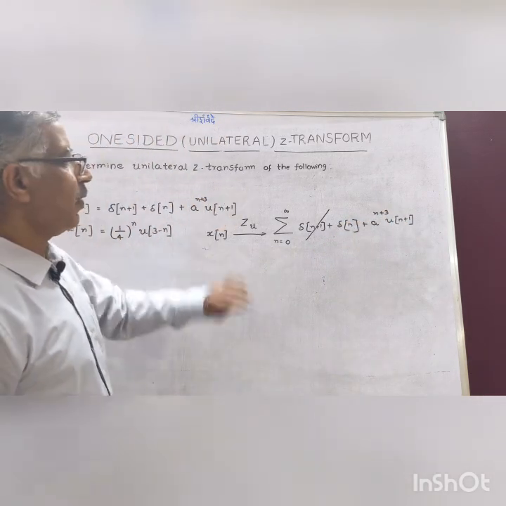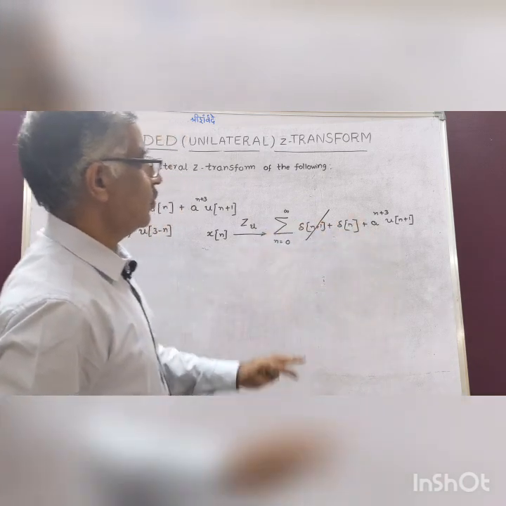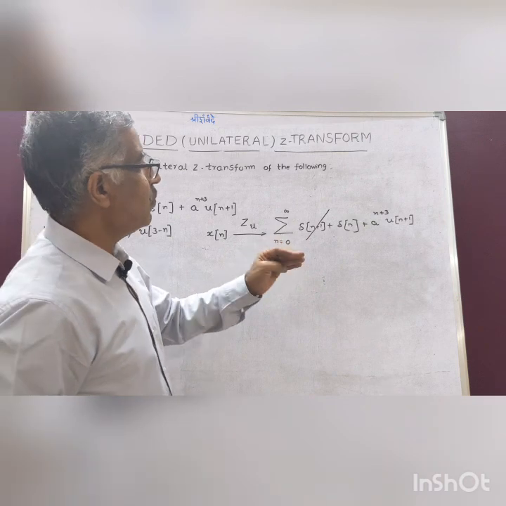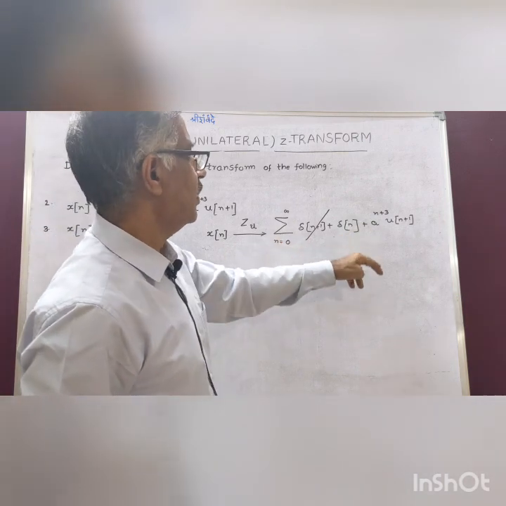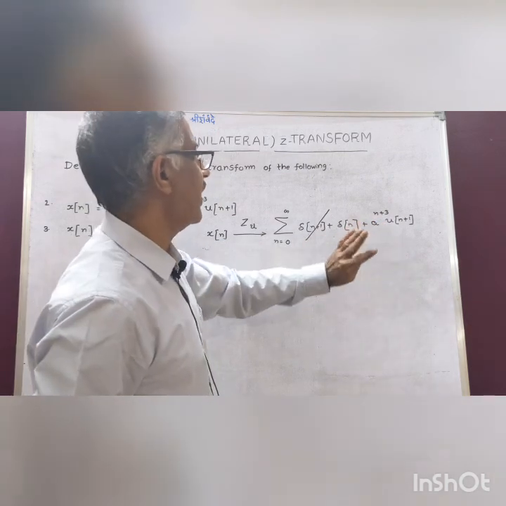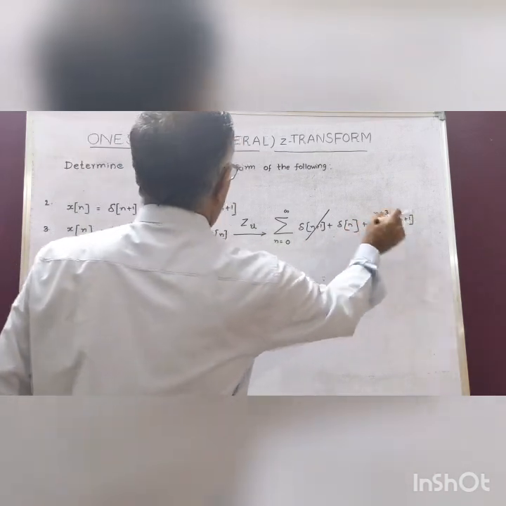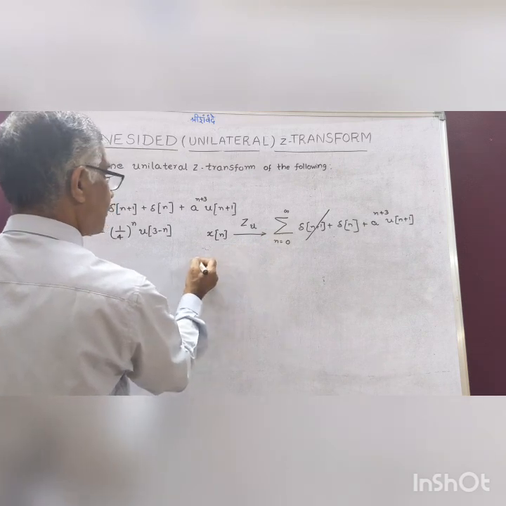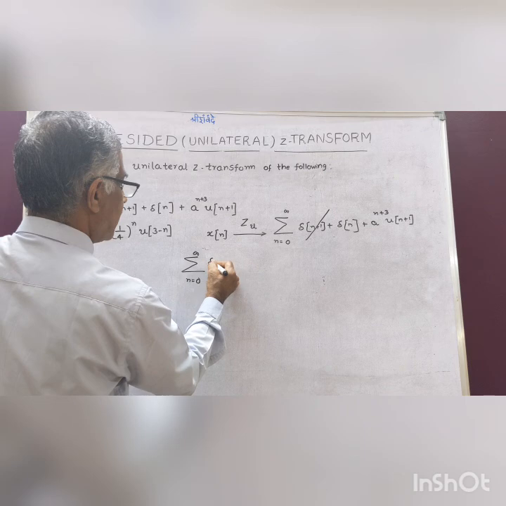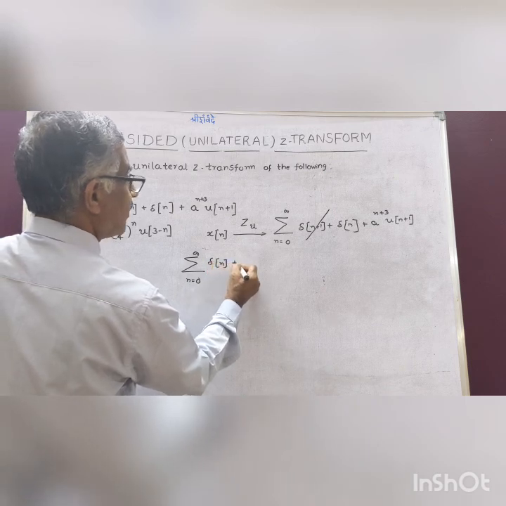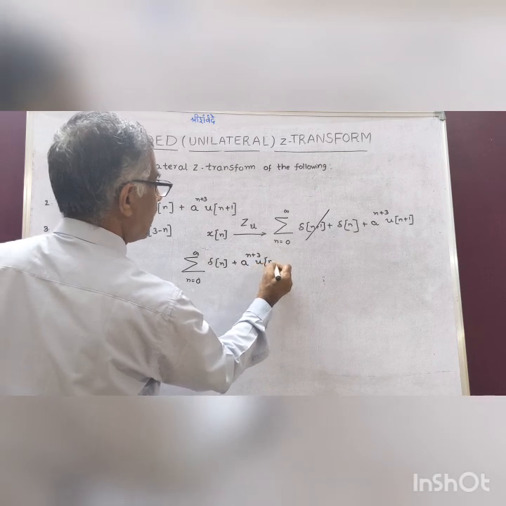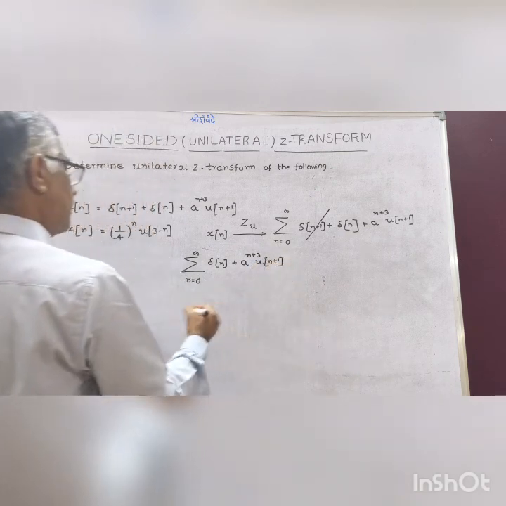So, like the previous problem, for u of n plus 1, we have to take only the values for n greater than or equal to 0. Therefore, even in spite of its value at n equal to minus 1, we must not take this into account. Therefore, this reduces to the sum from n equal to 0 to infinity of delta of n plus a power n plus 3 u of n plus 1.